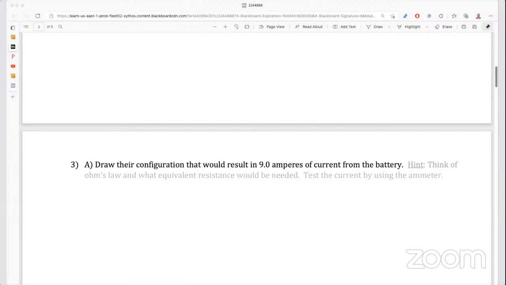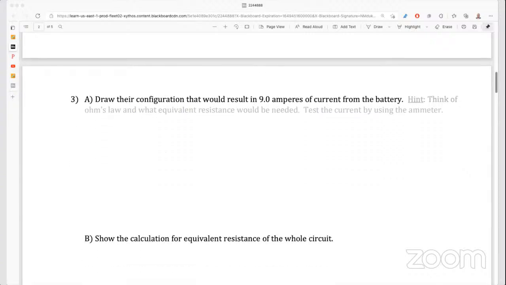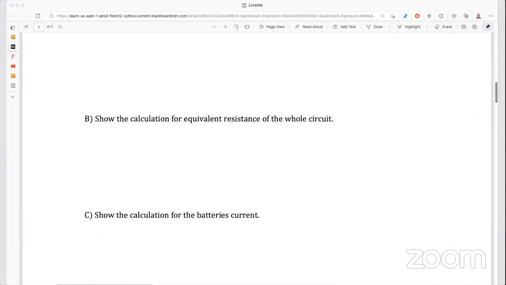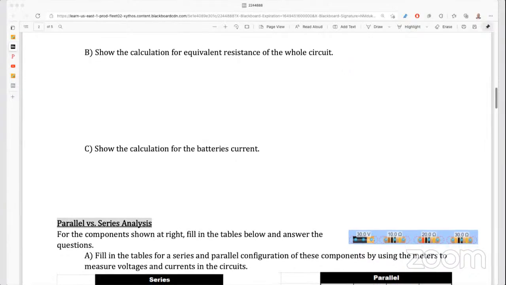So in the equation, V equals I times R. Now V is 9 volts, I is 9 amps. So 9 multiplied by what will give you 9? The answer is obvious. Once you know how much resistance you need, it's going to tell you how you must wire those 3 resistors. And then you're going to draw the diagram of the configuration under A, and then under B, show the calculation for the equivalent resistance, and then C, show the calculation for the current.